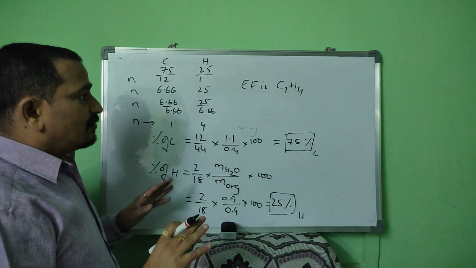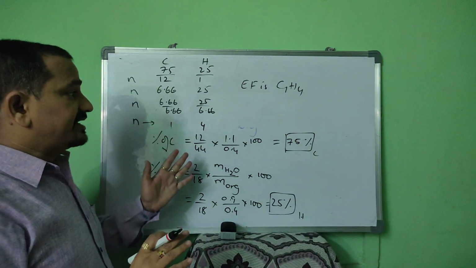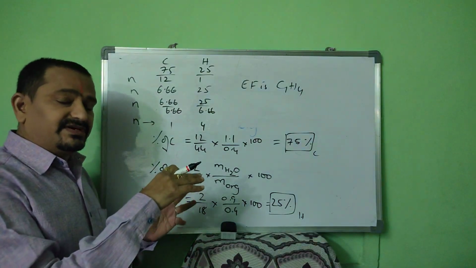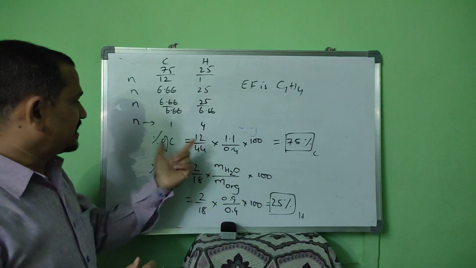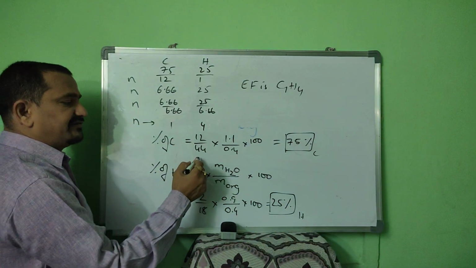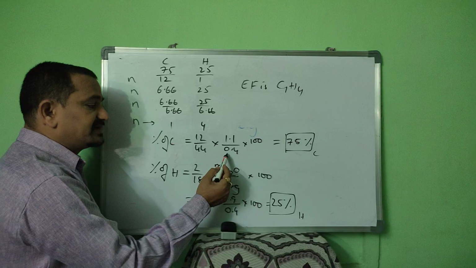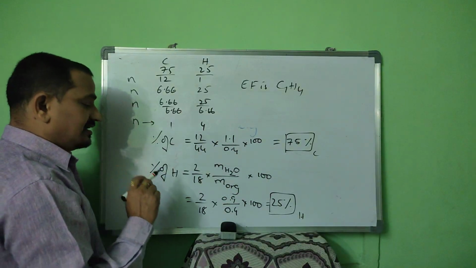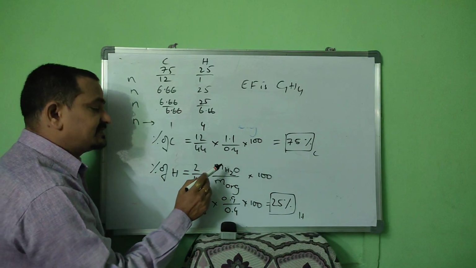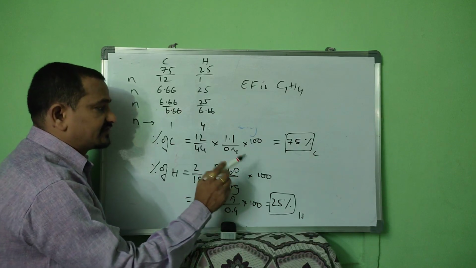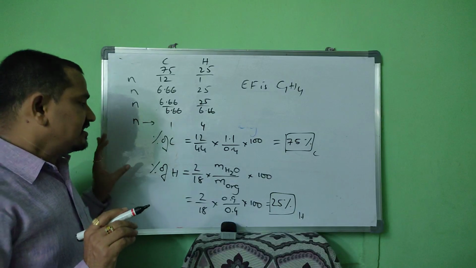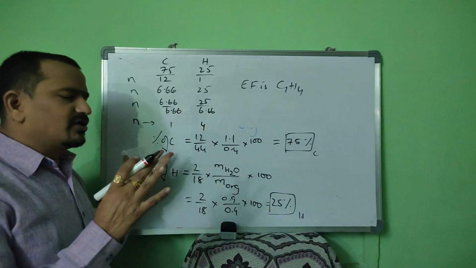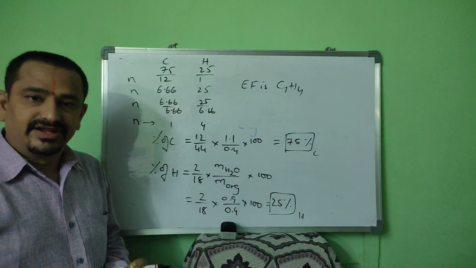So in this way we can determine the empirical formula even when percentage composition by mass values are not given. So these relations you have to apply. What are the relations? Carbon is 12 by 44 into mass of CO2 out of mass of organic compound into 100. Hydrogen is 2 out of 18 into mass of water vapor by mass of organic compound into 100. Using these relations, we can solve any big problem in simple steps, right?